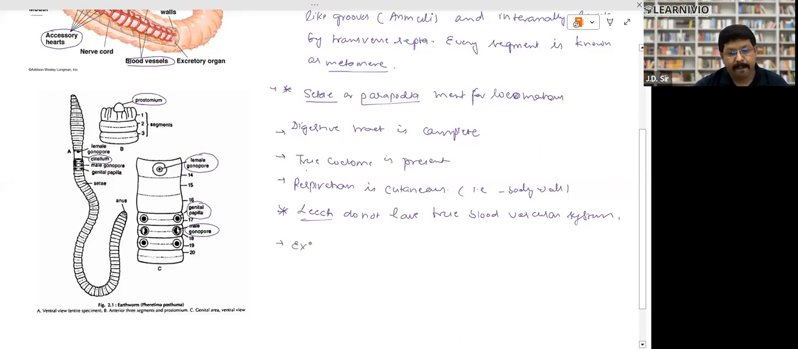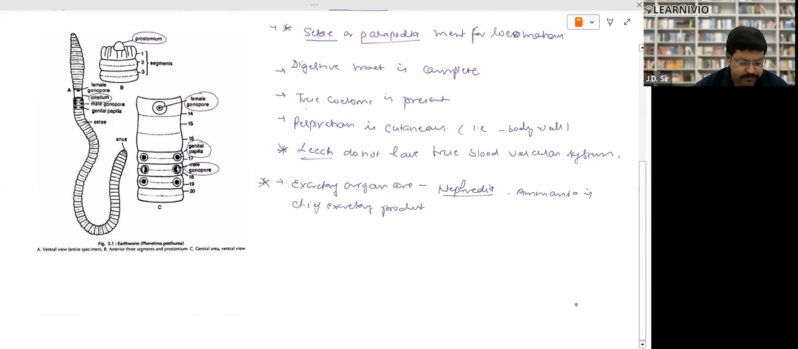So there are particular kind of the cell, exclusive kind of the cell. Excretory organ are nephridia. That you need to remember. I'm just making the star over here. Nephridia. And ammonia is chief excretory product, which is excreted out.